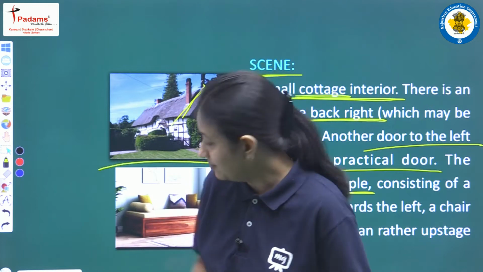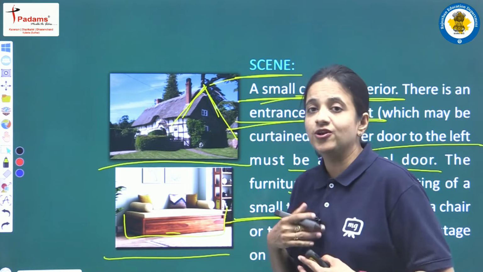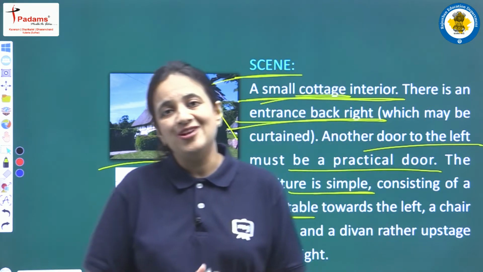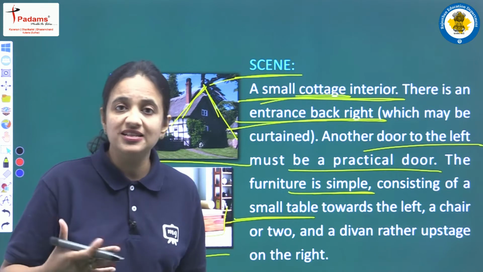What does divan mean? In this picture you can see this furniture is known as a divan. It's a kind of single bed, okay? So this kind of divan is also there on the stage. So this is the setting of the stage.